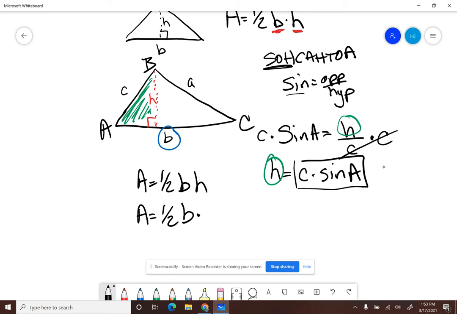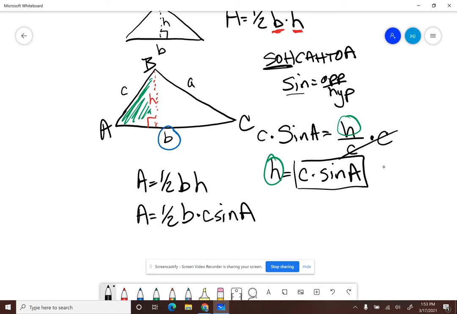Instead of the height, I can multiply it times this value for H, which is C sine of A. And lo and behold, ladies and gentlemen, we have a formula now that we could use to find the area of this triangle based on the area formula that we already had, but now we're using trigonometry to help us figure out what H is.